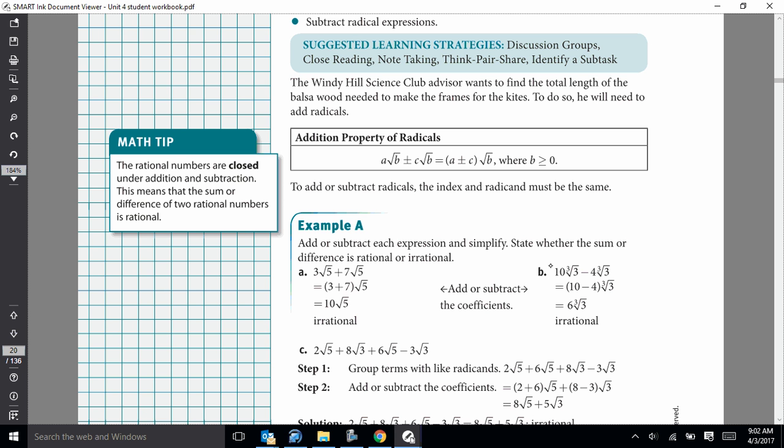So we have a square root of b plus c square root of b. This is saying we have a square root of b's, and this is saying we have c square root of b's. When we add them together, we're adding or subtracting the a and c.